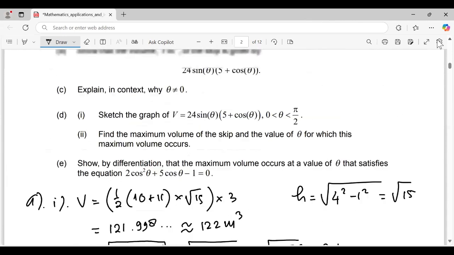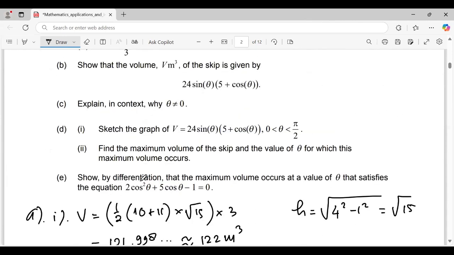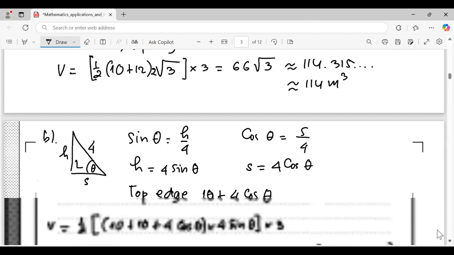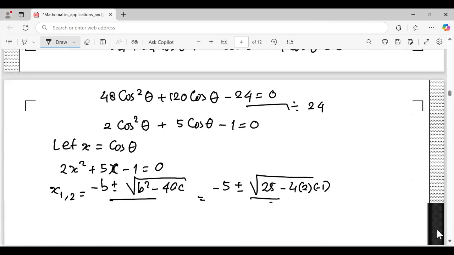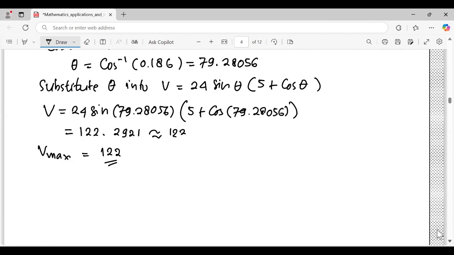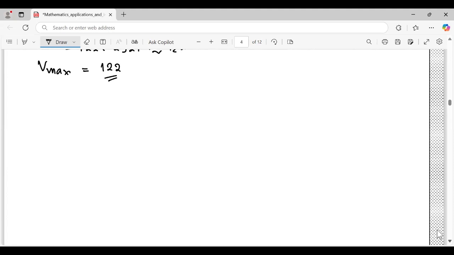What else? Show by differentiation that the maximum volume occurs at a value of theta that satisfies the equation 2 cosine squared theta plus 5 cosine theta minus 1 equals 0. We have derived that equation in part 2, I mean.